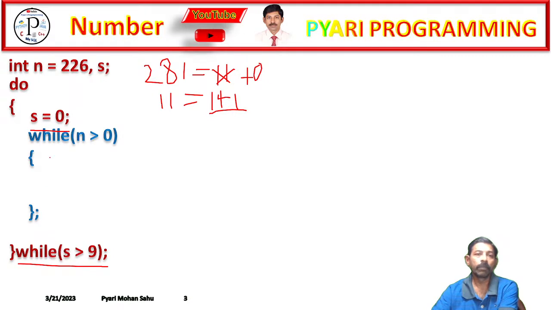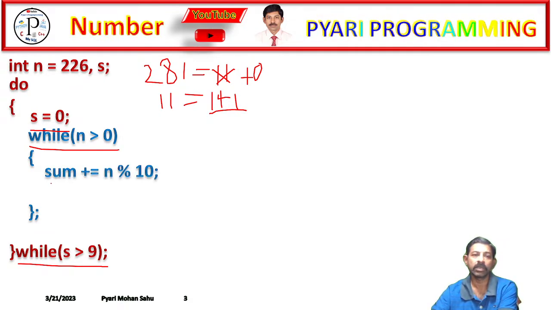Now the inner loop is to find out the sum of the digits. So what is its logic? If the number is greater than 0, then I will calculate the sum. sum is equal to sum plus n modulo 10, which will give me the remainder. So sum plus remainder; the remainder is 1, so this 1 will be added with sum. 0 plus 1 is 1. Don't worry, I am doing the dry run also.